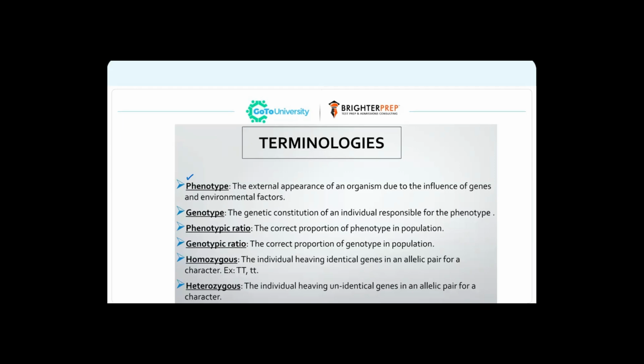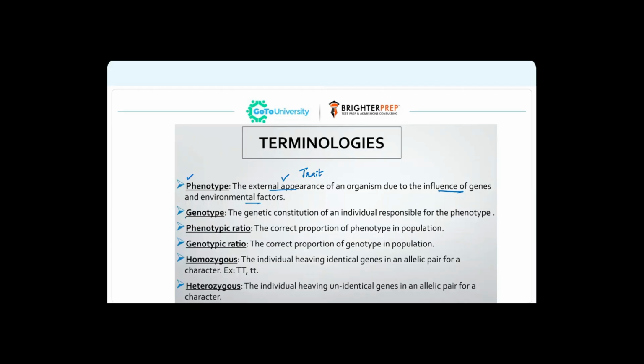So these are the phenotypes. The external appearance of an organism due to the influence of genes and environmental factors is termed as phenotype. It is simply the external appearance, or we could say the term trait.